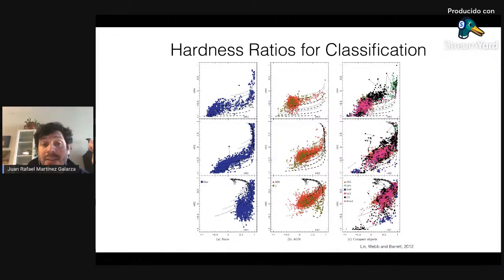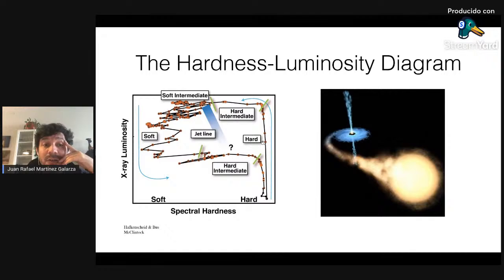And it turns out that depending on how the different hardness ratios distribute in different bands, you can use that to classify sources. So for example, supernova remnants, ultra-luminous X-ray sources, stars, galaxies, they will all distribute differently in that diagram of X-ray hardness ratios. So that means that determining the hardness ratios is extremely important for classifying X-ray sources. But not only for that, they also help in trying to determine the evolution of particular objects.